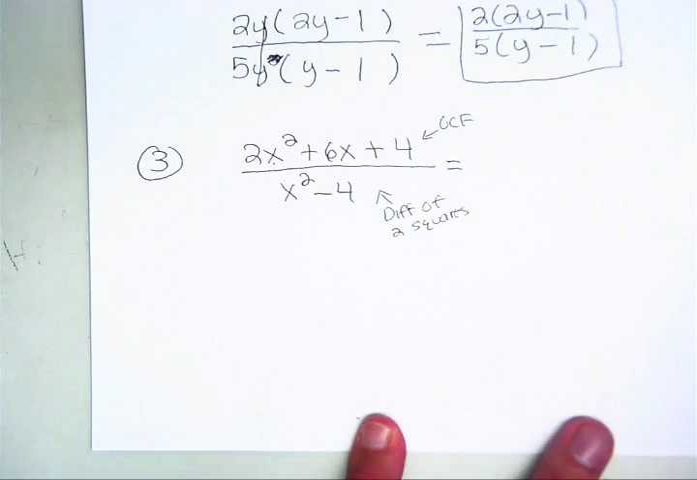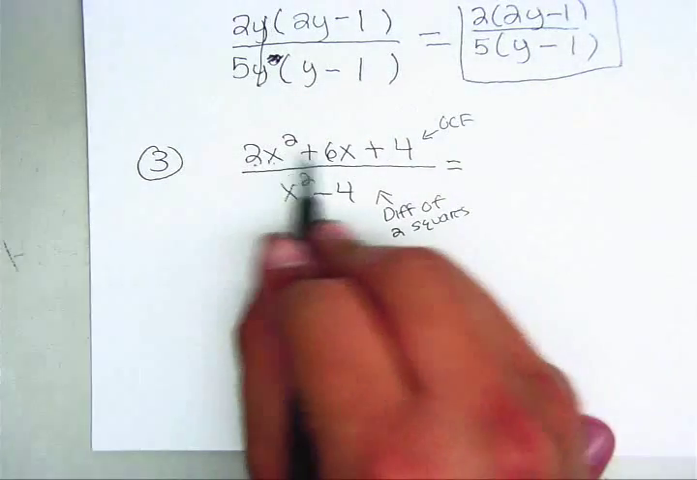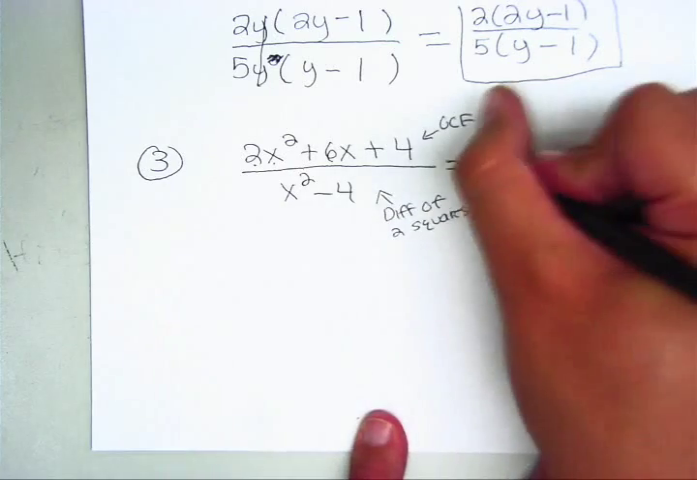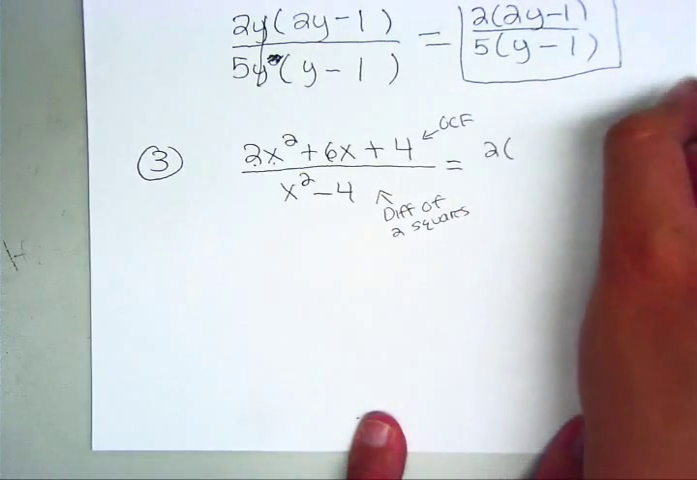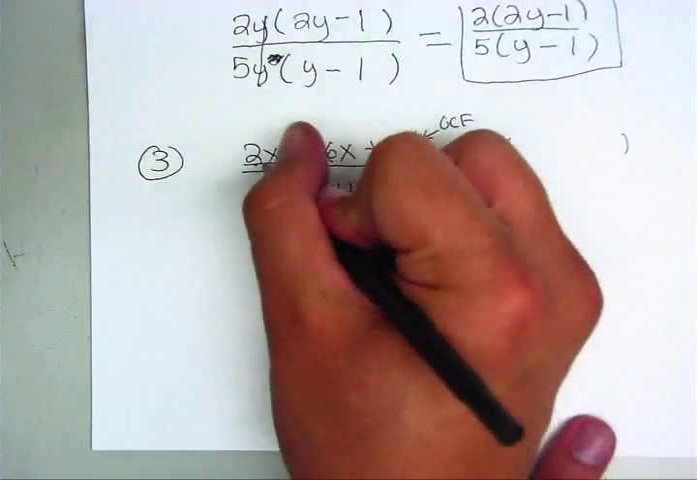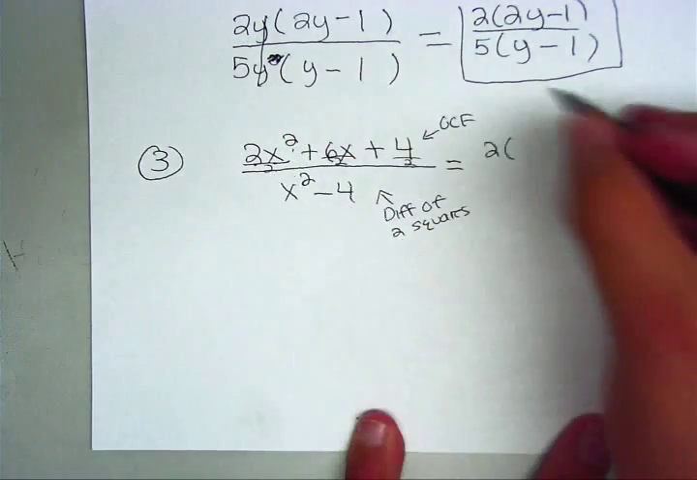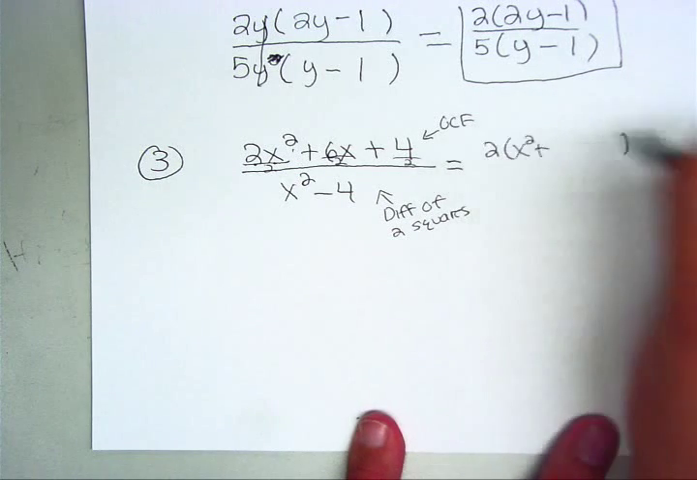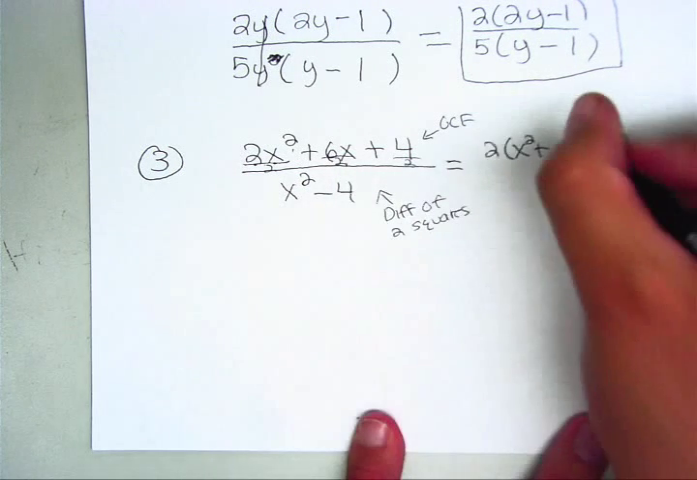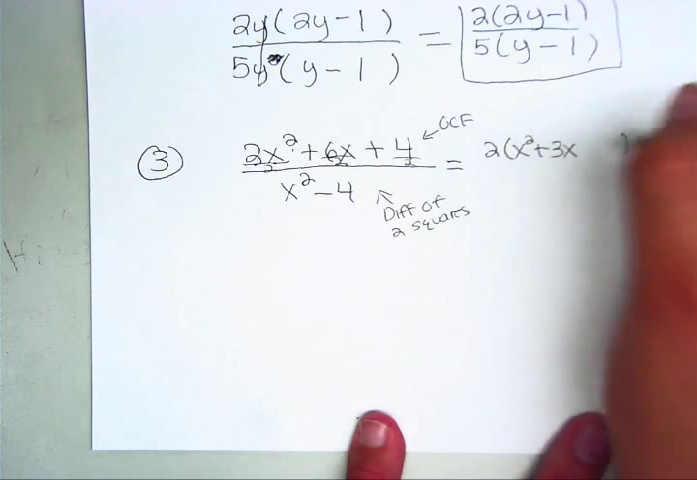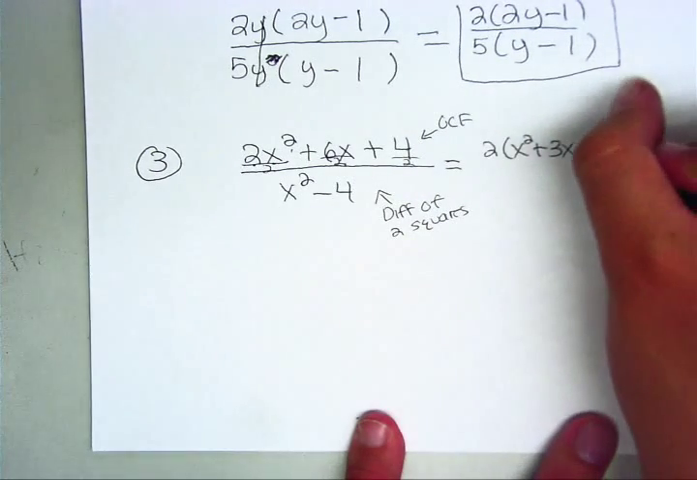Let's work on the top first. What goes into 2, 6, and 4? The greatest common factor is 2. If I divide each of these terms by 2, 2x squared divided by 2 is x squared, plus 6x divided by 2 is 3x, 4 divided by 2 is 2.